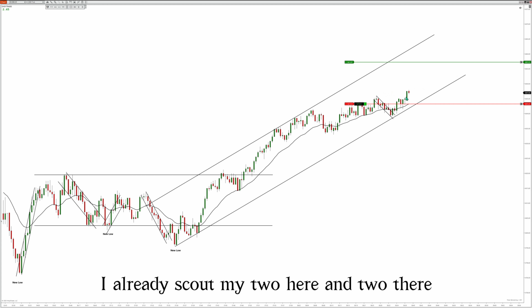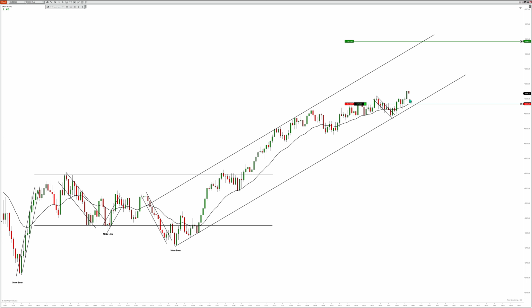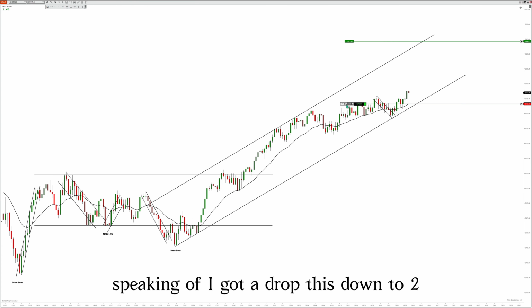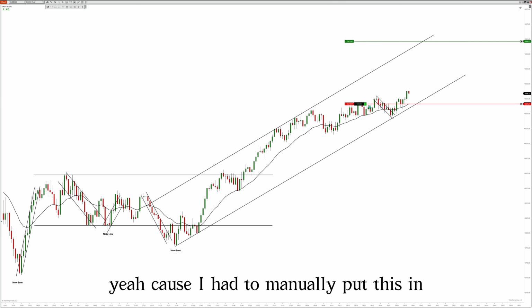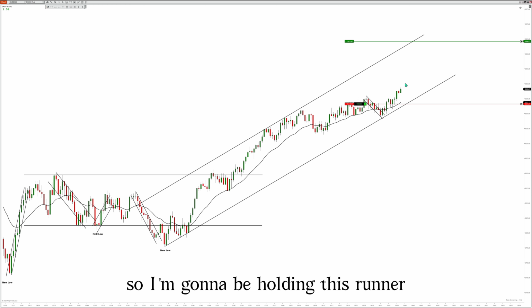I already scalped my 2 here and 2 there, so I'm up $600 on the trade, and then I'm leaving these 2 contracts in as a runner, just to see. Speaking of, I gotta drop this down to 2, because I had to manually put this in since I entered with 6 contracts. I manually put this in, but luckily, like I said, it didn't come back and stop me out. So I'm gonna be holding this runner. Let's see what the market wants to do.